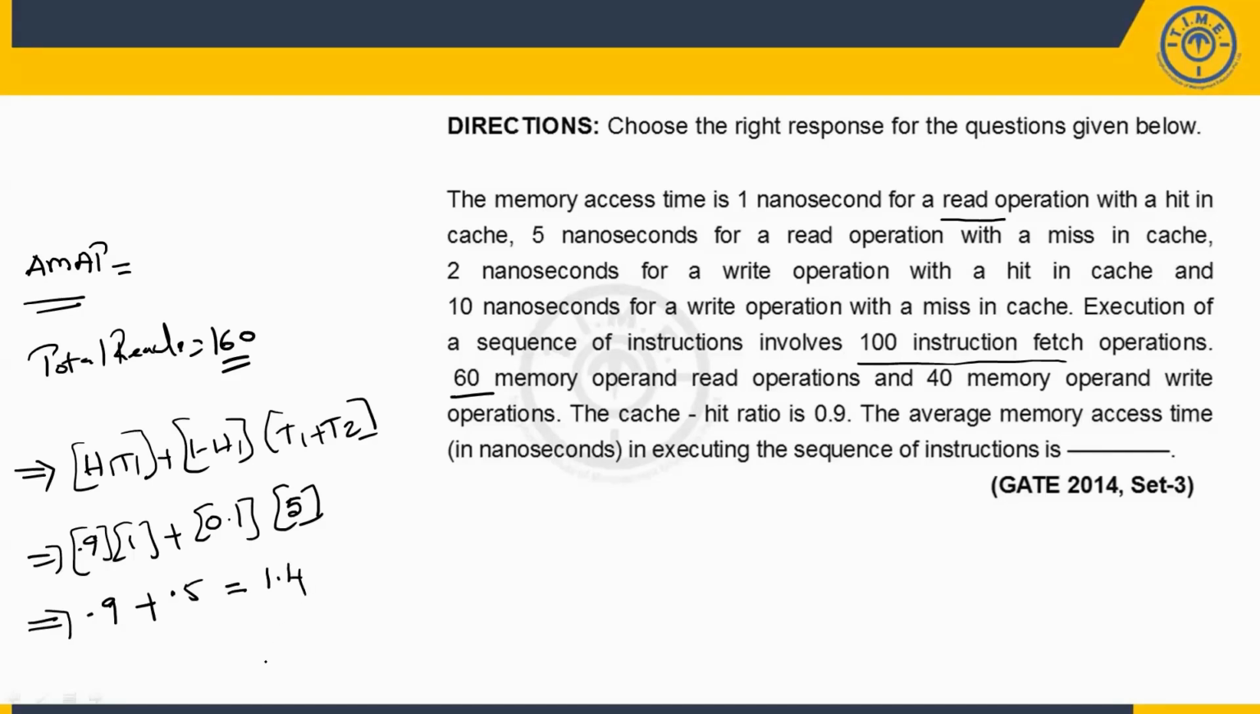Am I correct, Ravi? Yes, sir. 1.4 is the average for one read operation, but it should be multiplied with 160, because we are calculating for the whole program, right? So 160 into 1.4 is equal to, Ravi? Then we need to do into 40, sir. This is for read operations. 160 into 1.4, yes or no?